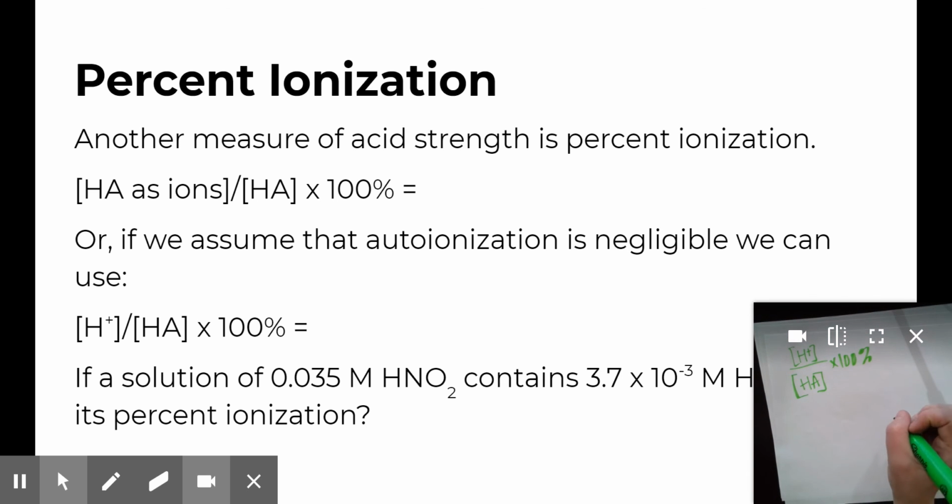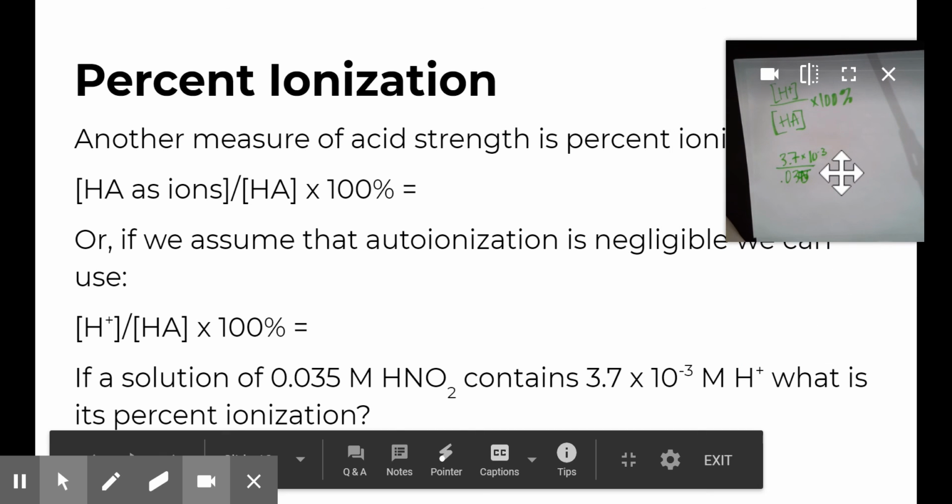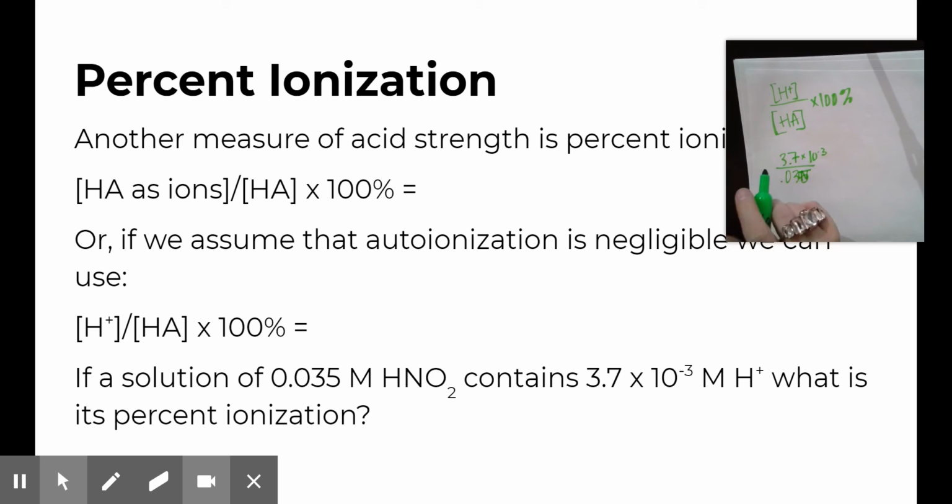So let's just do this problem real quick. If a solution of 0.035 molar HNO2, nitrous acid, so 0.035 in the denominator, and 3.7 times 10 to the negative third on top, okay? And let me move my camera out of the way. Okay, so it will contain 3.7 times 10 to the negative third molar hydrogen ion. What is its percent ionization? So just get a number for me. And hopefully you got 11%.